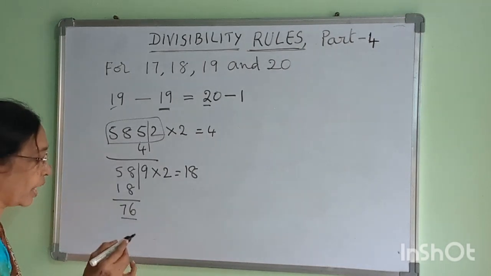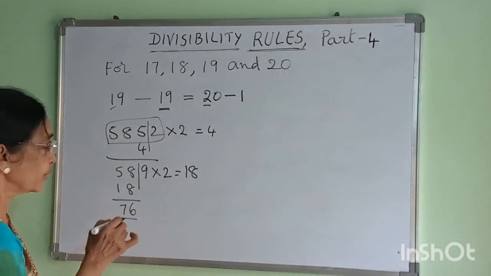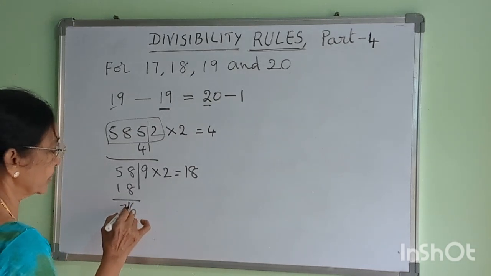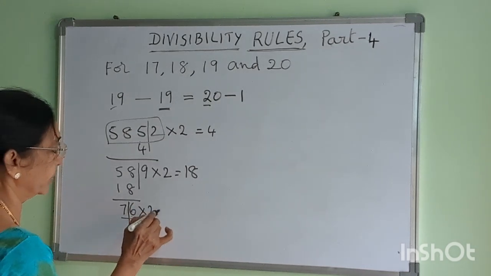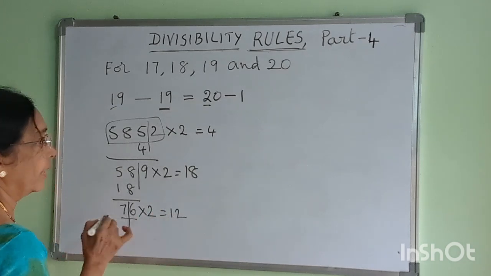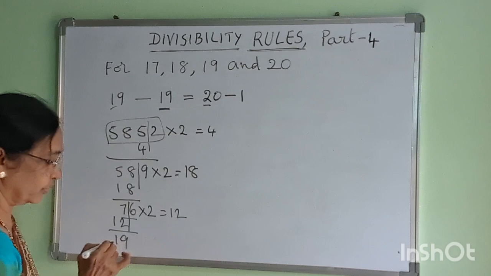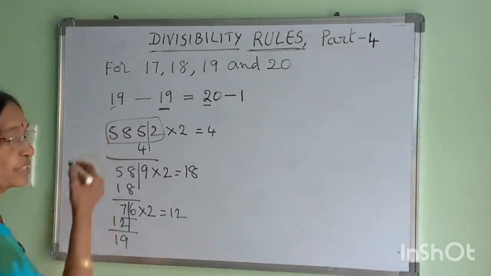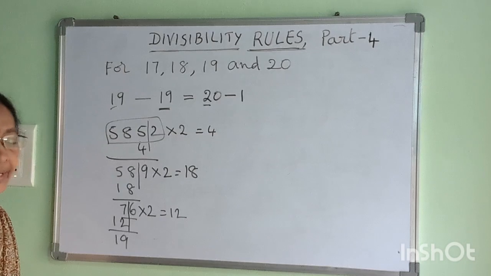Or if you can't say whether 76 is divisible by 19 or not, you can still continue the same process, multiplying by 2 and adding. So we get 19. 19 is divisible by 19. Therefore, the whole number is divisible by 19.